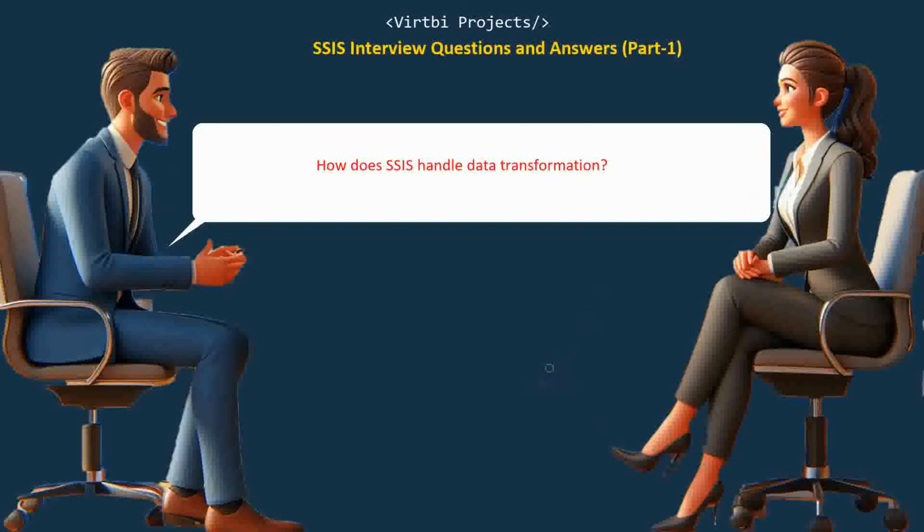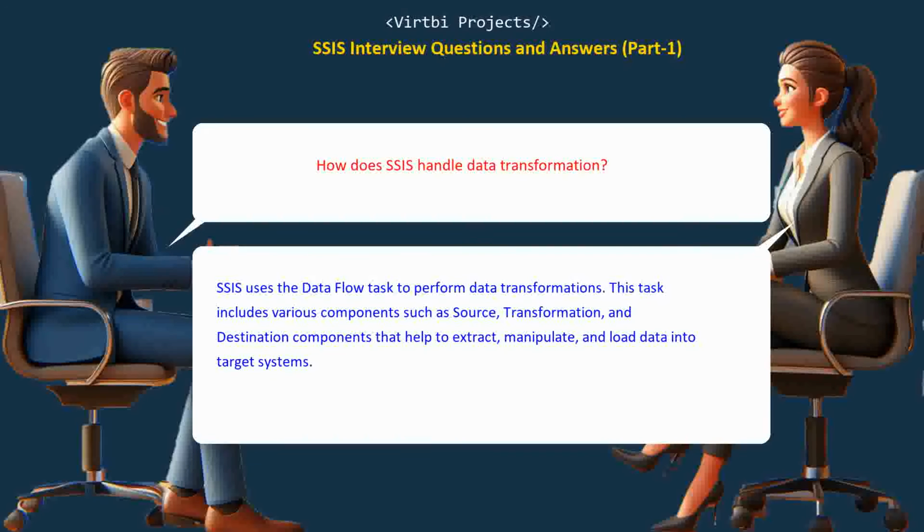How does SSIS handle data transformation? SSIS uses the data flow task to perform data transformations. This task includes various components such as source, transformation, and destination components that help to extract, manipulate, and load data into target systems.